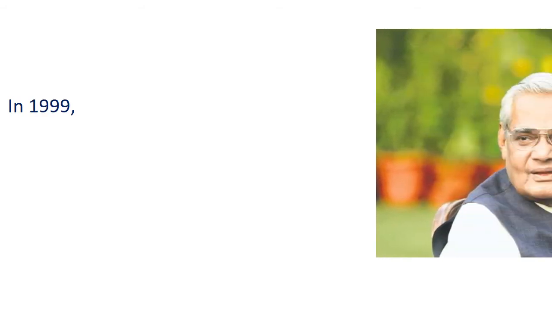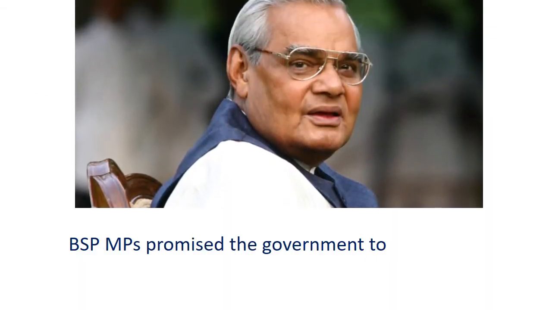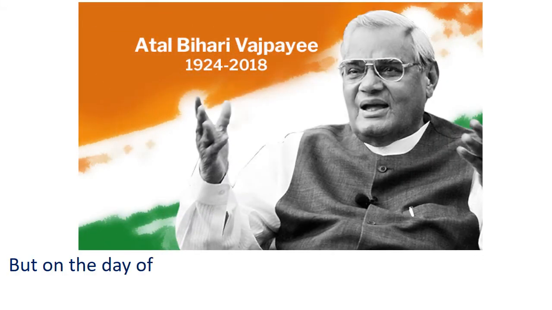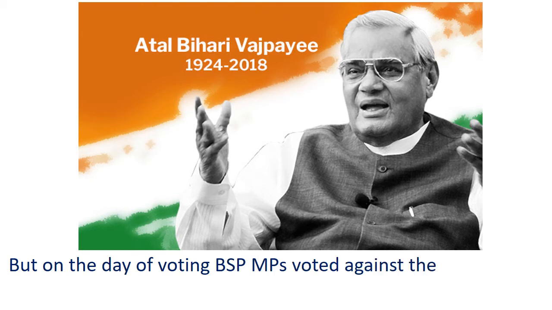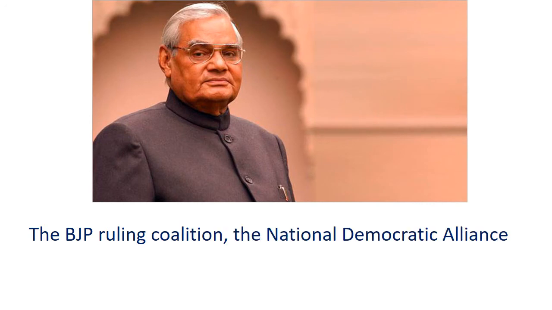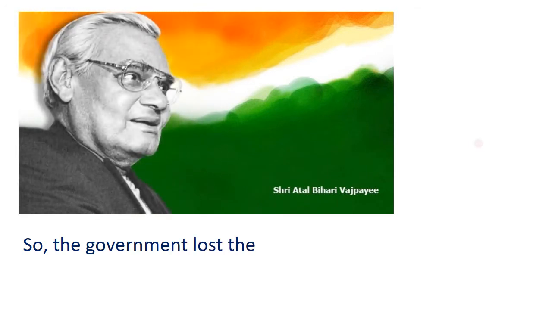In 1999, the opposition started a no confidence motion against the government. BSP MPs promised to support the government and vote against the no confidence motion. But on the day of voting, BSP MPs voted against the government. The BJP ruling coalition, the National Democratic Alliance, NDA, secured 269 votes while the opposition got 270. So, the government lost power because of 1 vote.